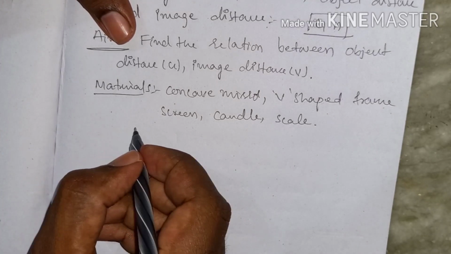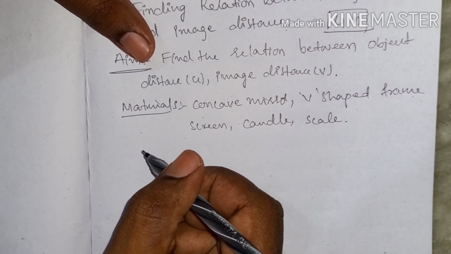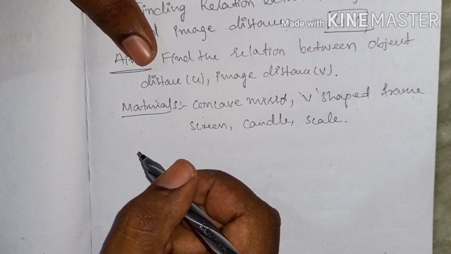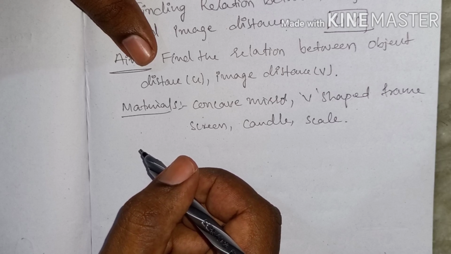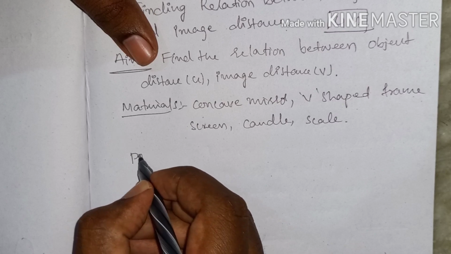Here also you can write the precautions. In the examination they may ask to write the precautions about these activities. You are at a stage to write about the precautions, because you already know about the activity. Now, procedure.